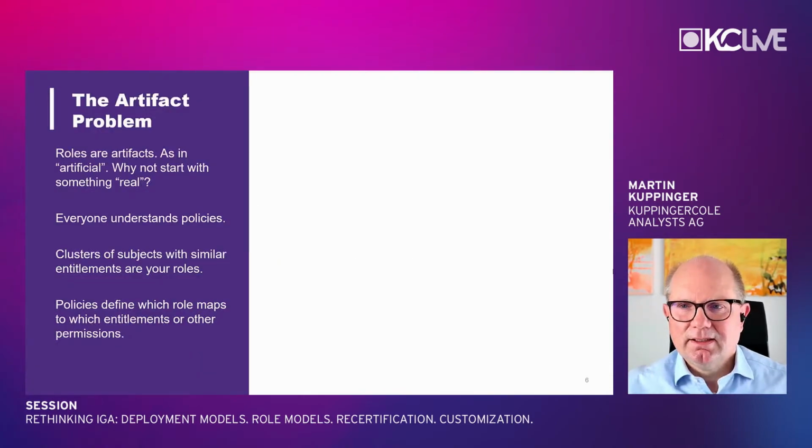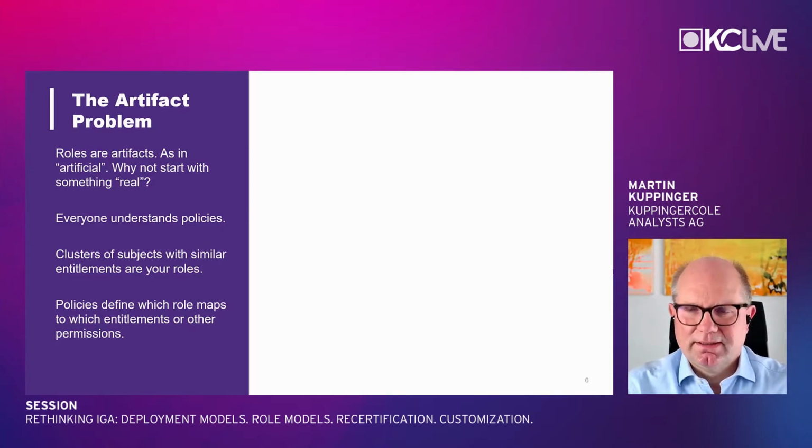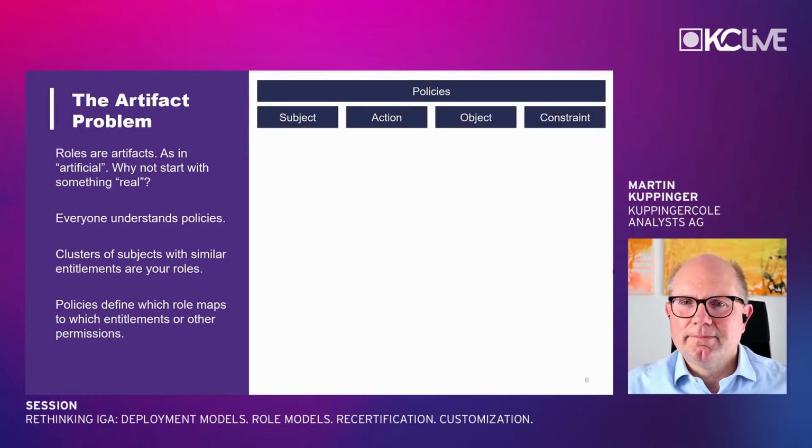I thought a lot about roles, and I'm talking about roles for I don't know how long. The problem with roles is what I would call an artifact problem. The roles are artifacts, as in artificial. They aren't something totally simple to see and logical. We need to construct them artificially. And why shouldn't we start with something real? And that real thing, that is policies.